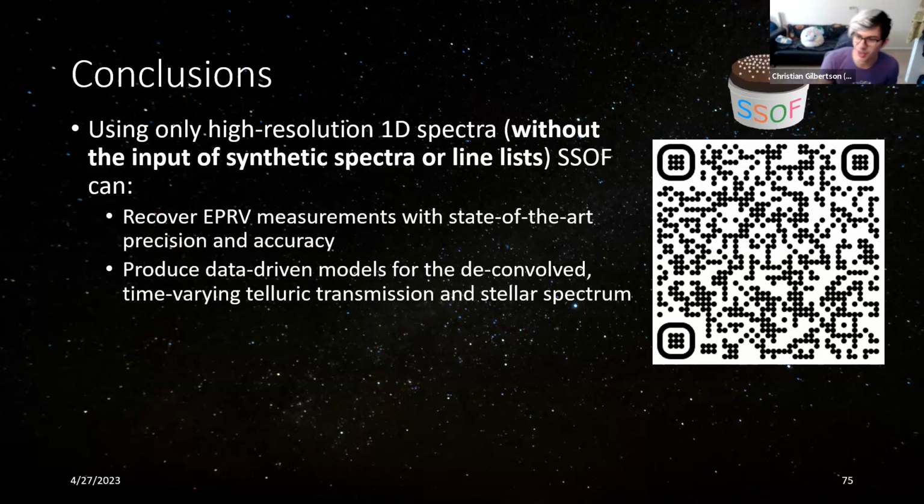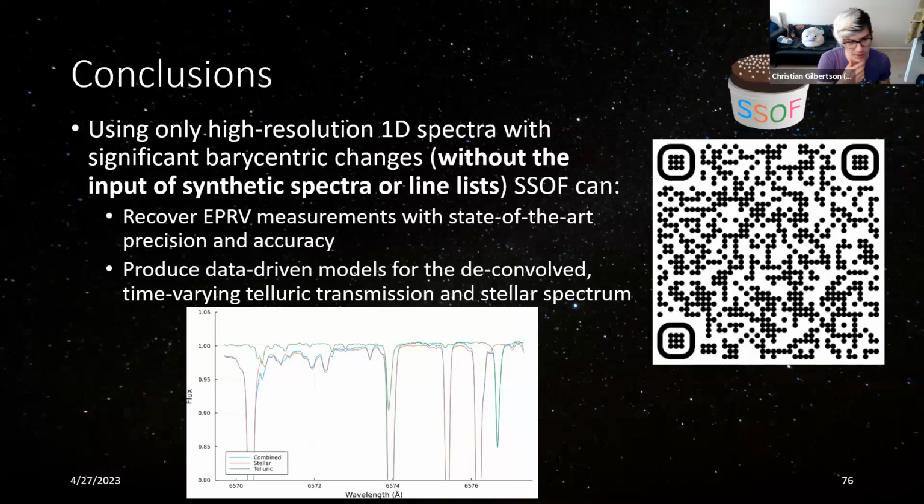From all these stars, we've demonstrated that using only this high resolution 1D spectra, and critically without the input of synthetic spectra or line lists, SOOF can recover EPRV measurements with state-of-the-art precision and accuracy, and produce data-driven models for the deconvolved and time-varying telluric transmission and stellar spectrum.